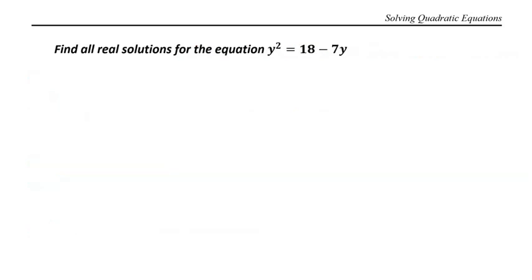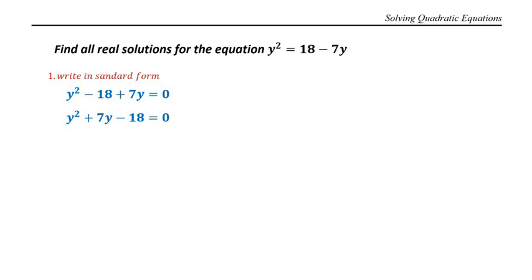So we want to find all real solutions for the equation y squared is equal to 18 minus 7y. The first step to solve for this is to write it in standard form. So we're going to subtract 18 and we're going to add 7y and move it over to the left side. So we have y squared minus 18 plus 7y. And now we need to rearrange this equation so it's in our standard form. So we have y squared plus 7y minus 18 is equal to 0.